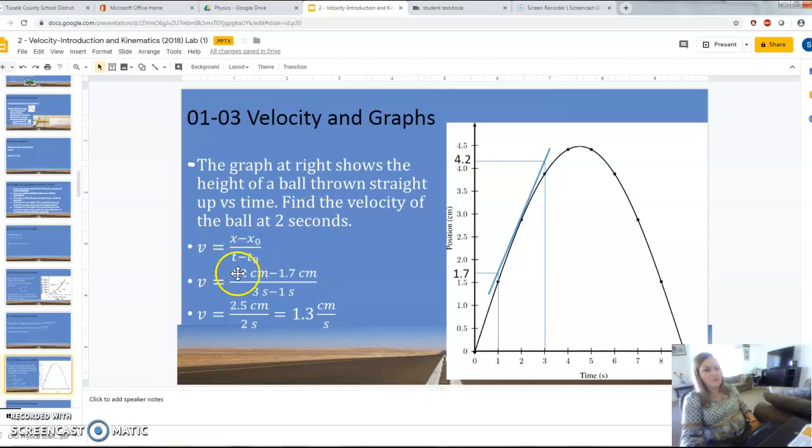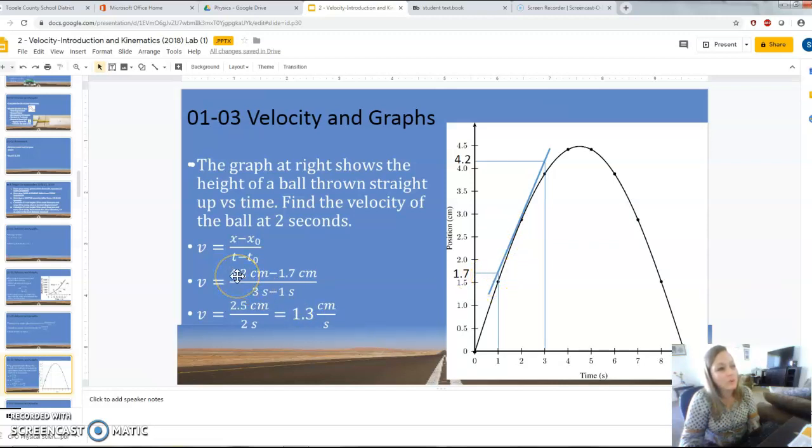So we're going to use our velocity equation. Velocity equals position final minus position initial divided by the end time, the 2 second time, minus the initial time. So we're going to look at our graph. X is actually over here. And we're going to go up here and look off of our tangent slope. We're at 4.2 centimeters. And the bottom of our tangent slope is down here at 1.7 centimeters at 1 second.